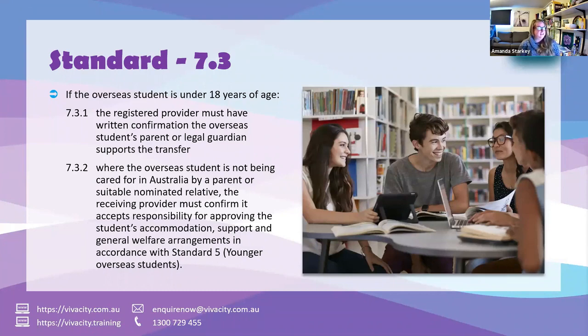Okay. Standards 7.3. Additionally, if the student is under 18 years of age, the registered provider must have written confirmation from the overseas student's parent or legal guardian that supports the transfer. And where the overseas student is not being cared for in Australia by a parent or suitable nominated relative, the receiving provider must confirm and accept responsibility for approving the student's accommodation, support, and general welfare arrangements in accordance with Standard 5, which relates to younger overseas students.